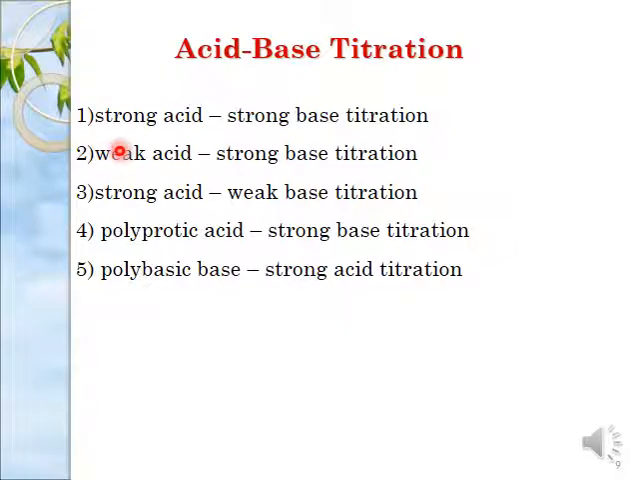The second type of acid-base titration is weak acid with strong base titration. In this case, of course, the sample will be weak acid, and the titrant would be strong base. The third type is strong acid, weak base titration, meaning the analyte will be the weak base, while the titrant is the strong acid. The fourth titration curve is polyprotic acid with strong base: the sample is polyprotic acid, the titrant is strong base. The fifth one is polybasic base with strong acid as the titrant.